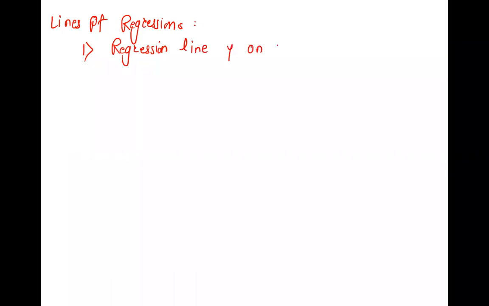Y on X we'll find first. So what is the Y on X line? Y minus Y bar is equal to byx into X minus X bar. Very good. So here we want X bar and Y bar first, then byx and bxy also.